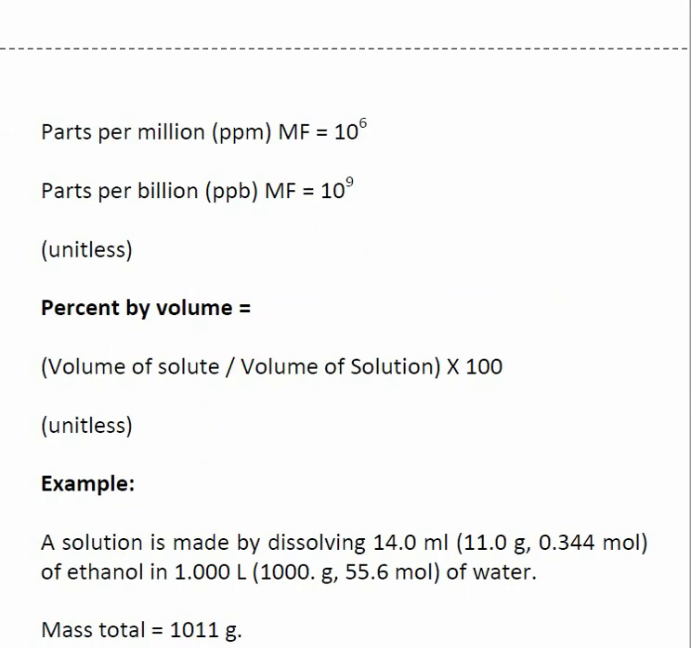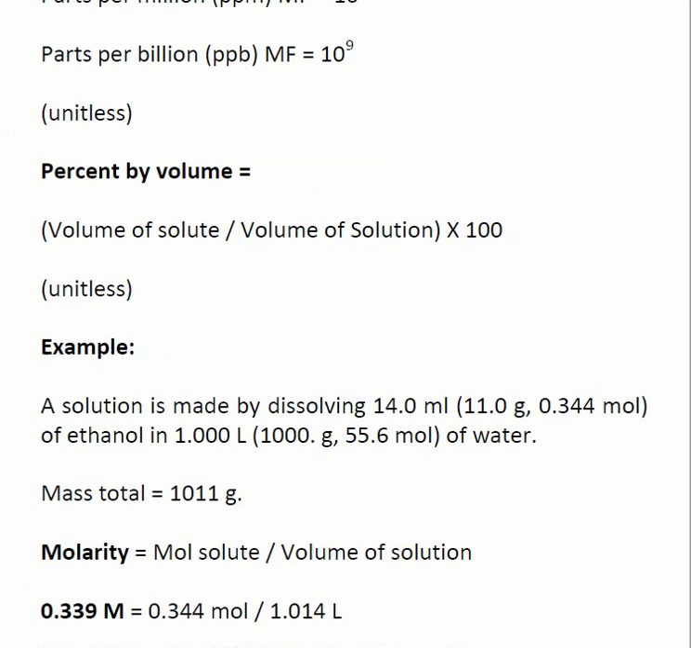The next unit, and the last one, is called percent by volume, and it's very similar to the percent by mass. And really that's saying of the total volume of the solution, what percent of that volume is due to the volume of the solute. So you take the volume of the solute, divide by the volume of the solution, multiply by 100. That'll give you the percent by volume of your solute. And here again, this is a unitless number.